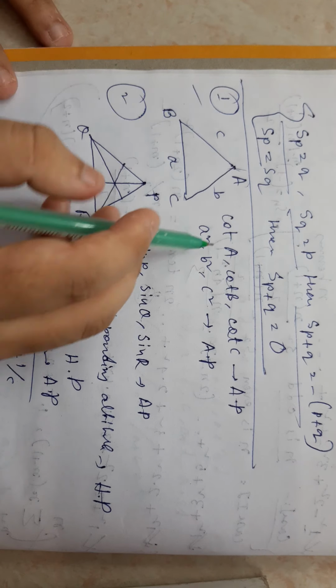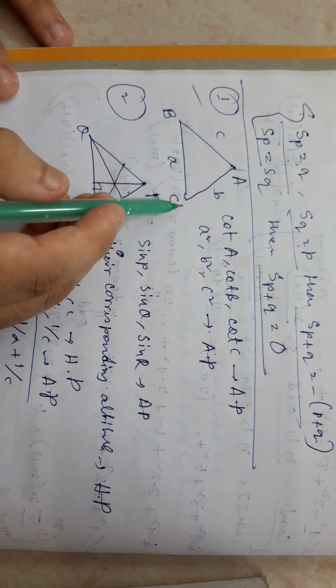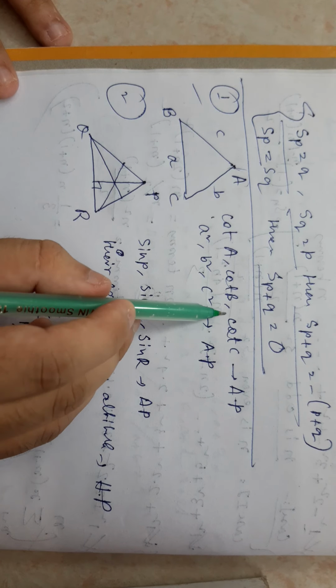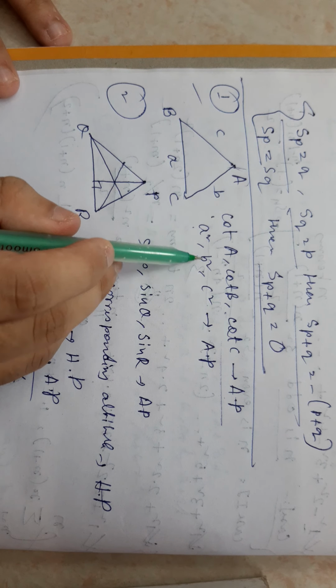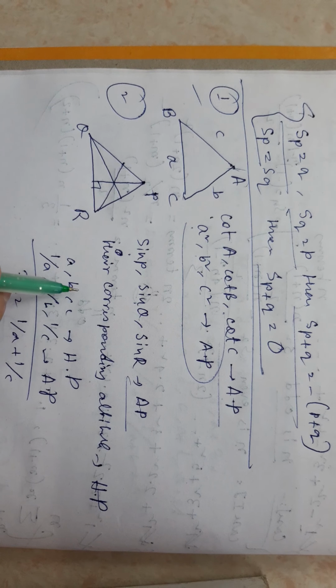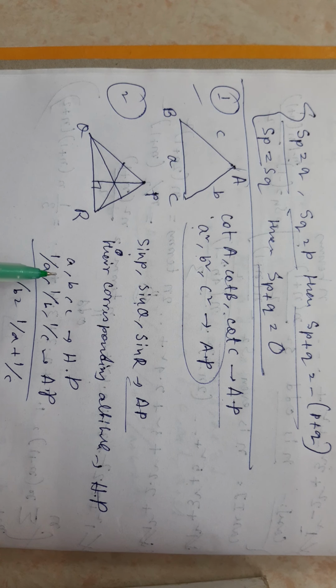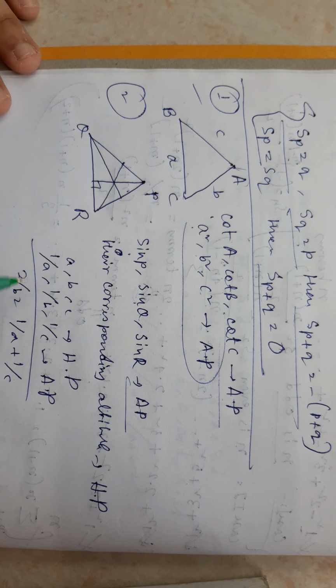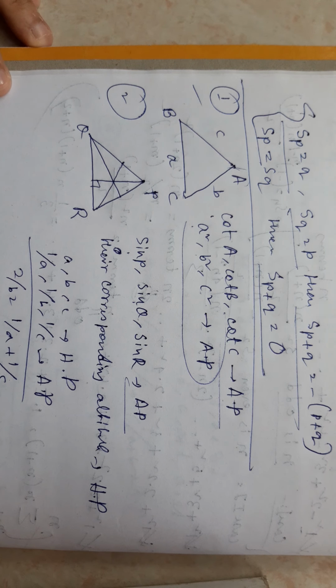And we then reached the triangle properties. If cot A, cot B, cot C are in AP, then a square, b square, c square will be in AP, and if sine P, sine Q, sine R are in AP, then their corresponding altitudes will be in HP. So today is up to that.